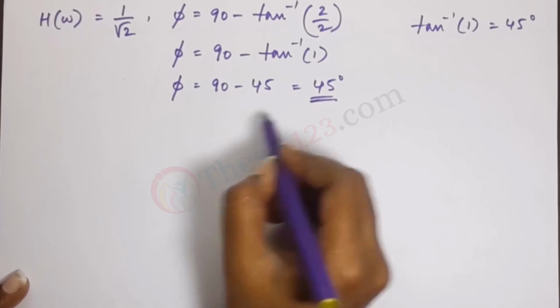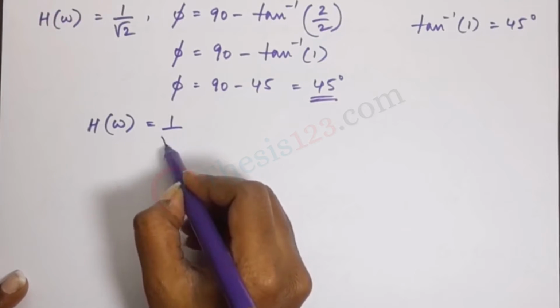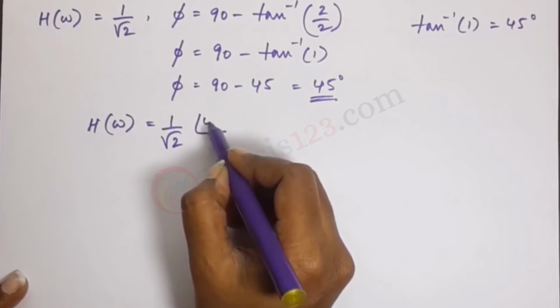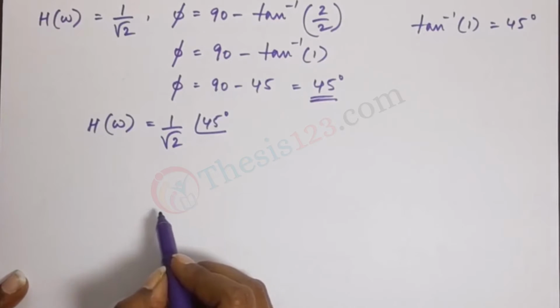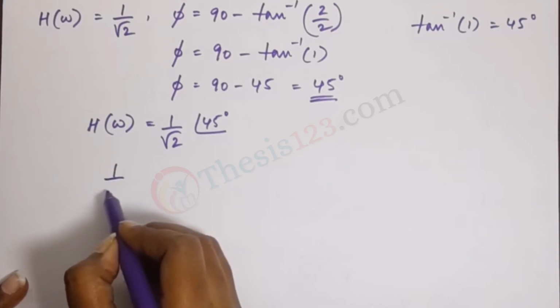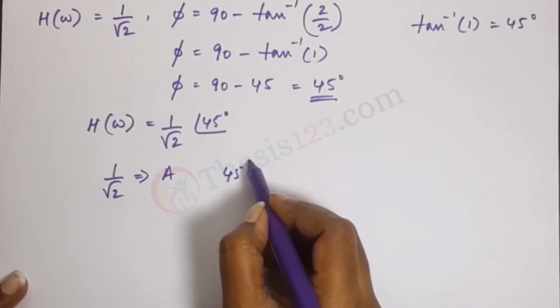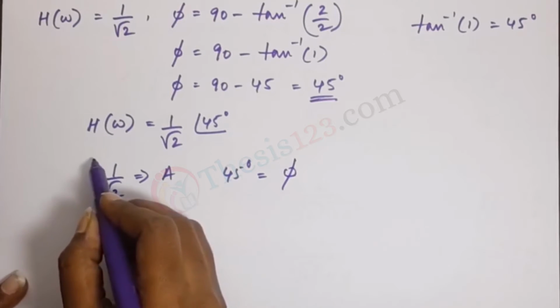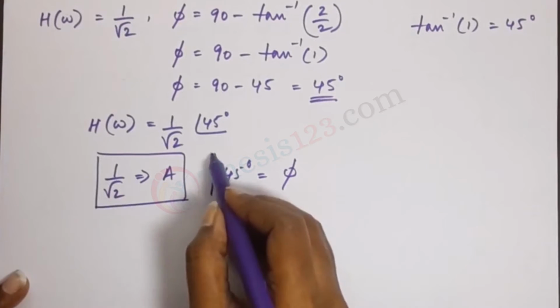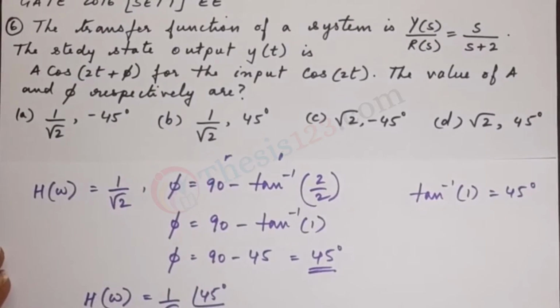This is a positive value. So all in all, h of omega can be written as 1 by root 2 angle 45 degrees. Okay. So this, the magnitude 1 by root 2, corresponds to A, and the angle 45 degrees corresponds to phi. So these are the final answers. Now let's check and see which option it matches. It matches B. B is your final answer.